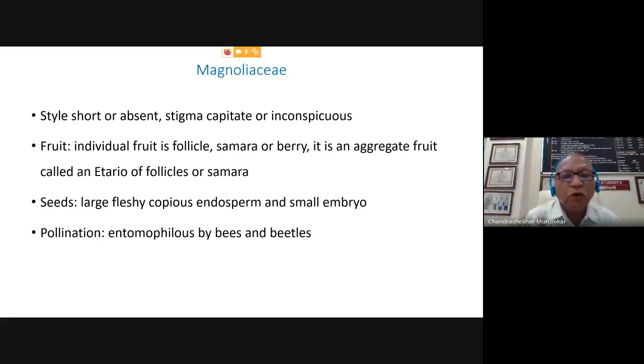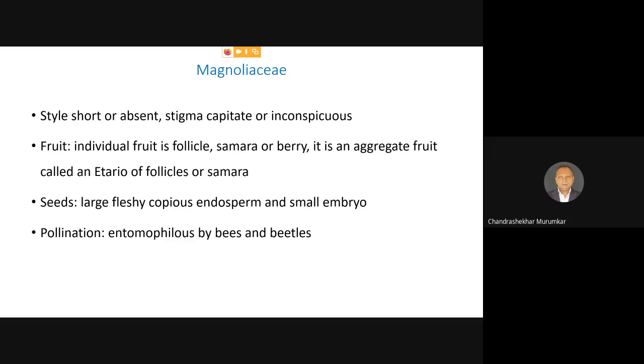And because of tastiness, so as to attract and get the edible part, the bees and beetles are attracted. So this is a very unique and important character: in Magnoliaceae, the pollination is achieved by the primitive members of arthropoda, that is bees and beetles. And so that's why this particular component indicates that this family is equally ancestral, equally primitive.